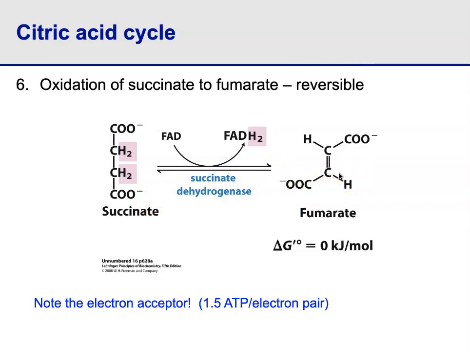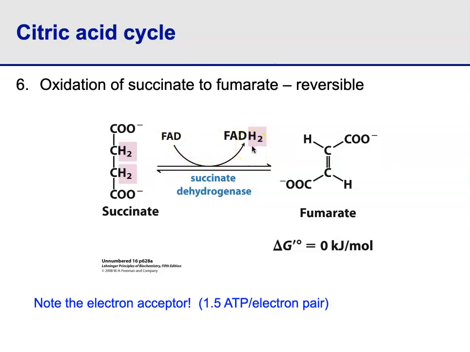Something noteworthy, though, is what the electron acceptor is in this case. We haven't seen this so far. This is the first time we're talking about FAD. Well, actually, it's not the first time. Pyruvate dehydrogenase was the first time when we talked about FAD. But this is the second time, basically. So FAD accepts an electron pair and then is converted to FADH2.